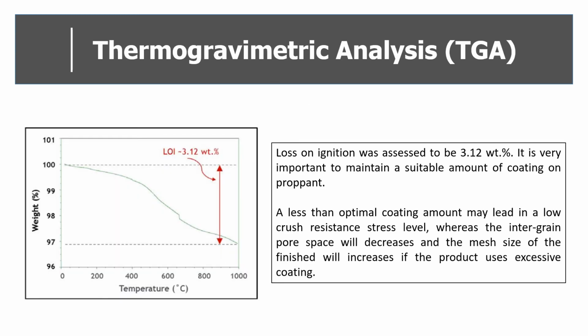For the TGA analysis, thermogravimetric analysis for the coated proppant with the nano additive, it has been assessed that the loss on ignition is 3.128%. It is very important to maintain a suitable amount of coating of proppant, because a less than optimal coating amount may lead to a low crush resistance stress level, whereas the interparticle pore space will decrease and the mesh size of the finish will increase if the product uses excessive coating.